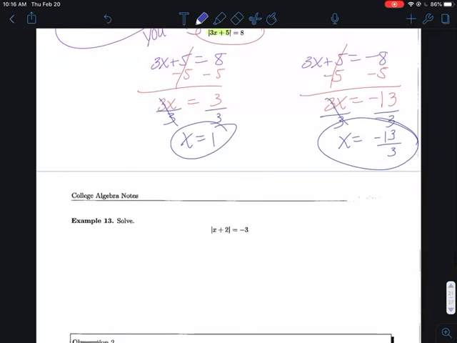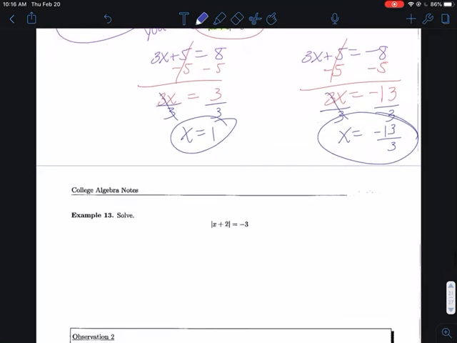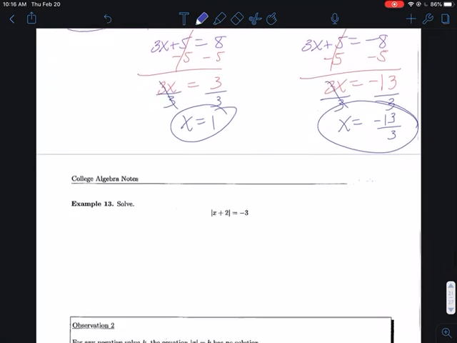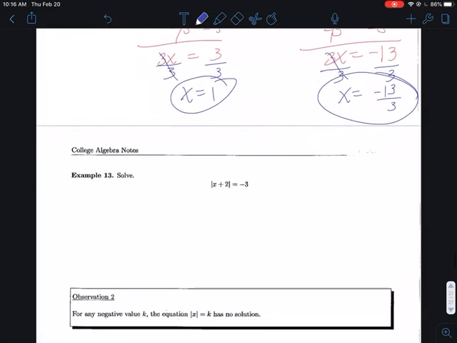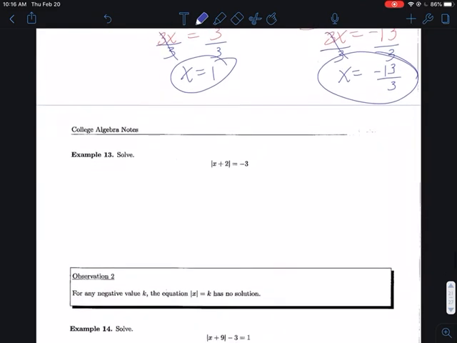All right, and I will go and check it. I mean, you don't have to for these, but you definitely want to check it for the radical problems. But these are your two solutions.